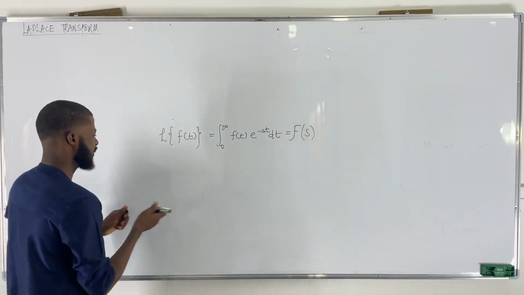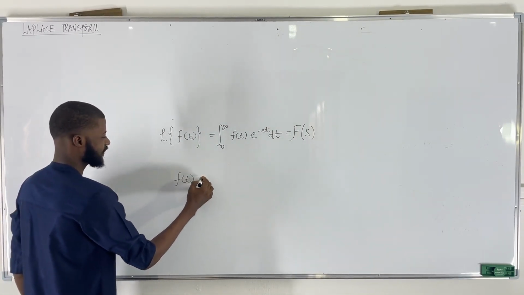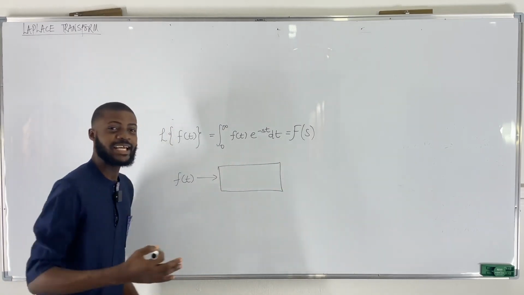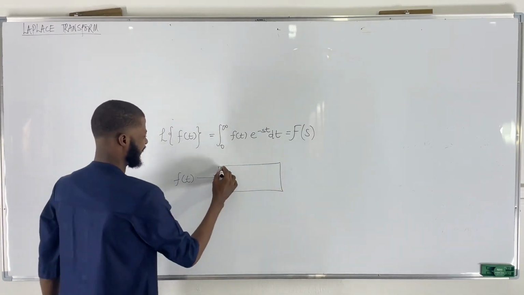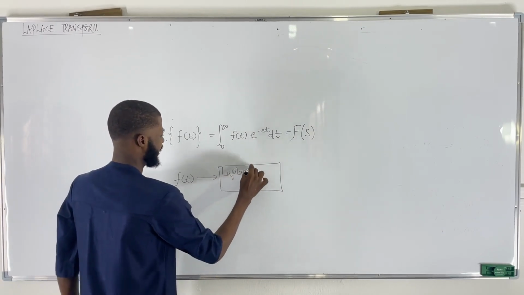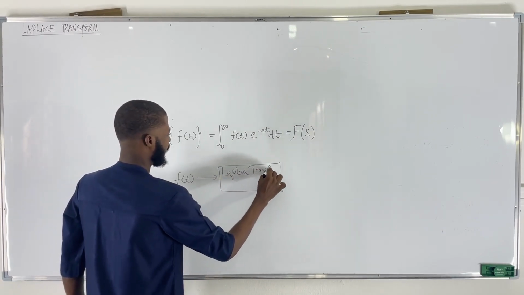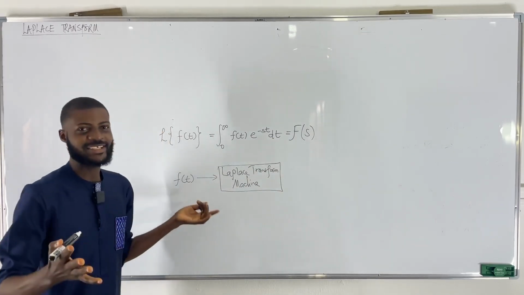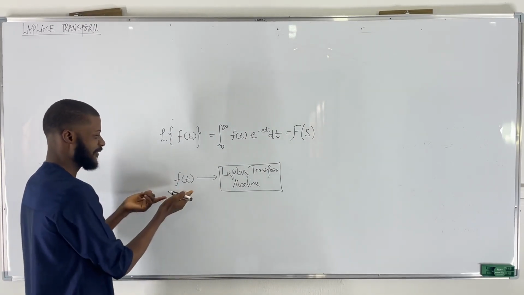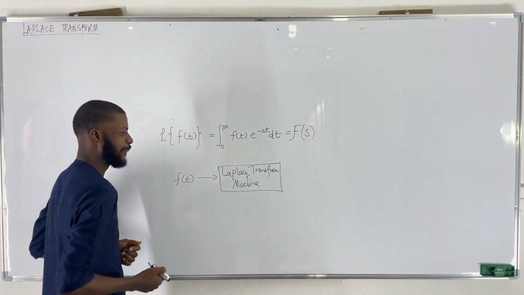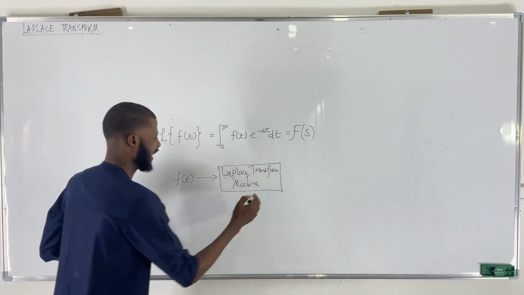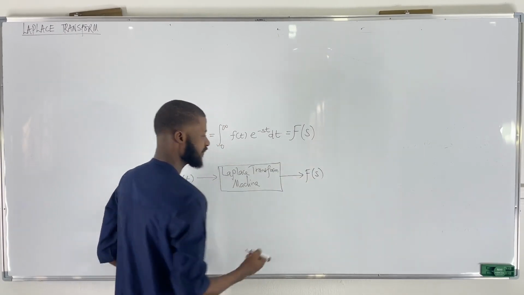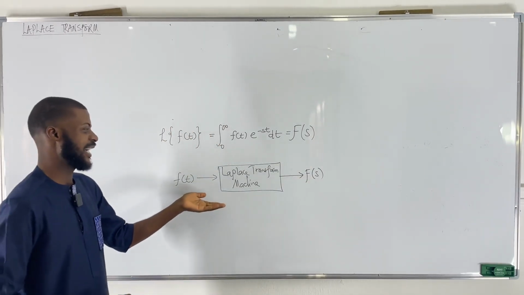So what we basically do is, we have f of t. We're going to put this into, we can say, a Laplace transform machine. We could put it that way, a Laplace transform machine. So we're going to take a function f of t, put it into a Laplace transform machine, and it's going to change it to f of s. So that is what we do here.